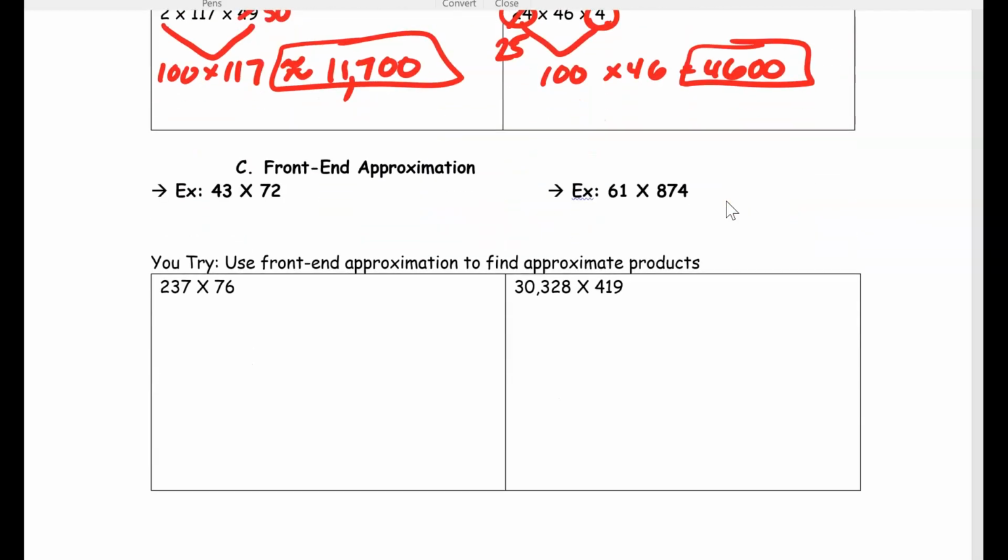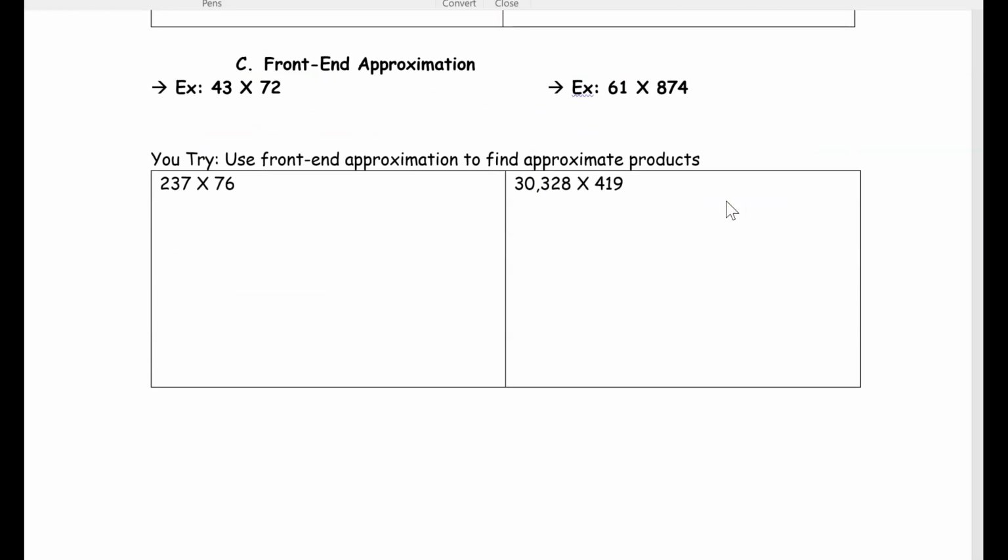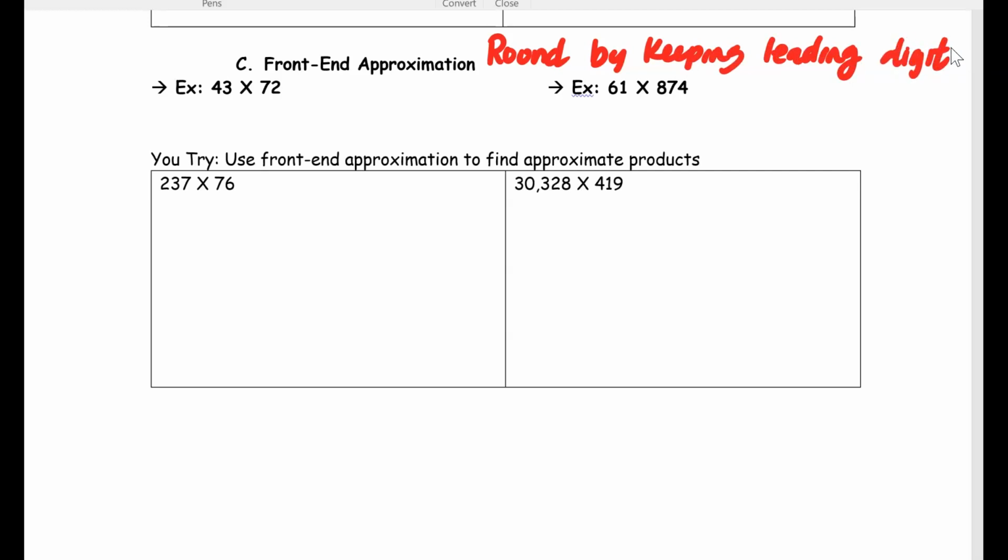Okay, so the next problem we're going to do, which is the last problem, is using a very specific rounding method. So you have to pay attention to the instructions. So front end approximation, we did this with adding, just means to round by keeping the leading digit, the first digit of the number. The rest are zeros. So this becomes 40 and this becomes 70.